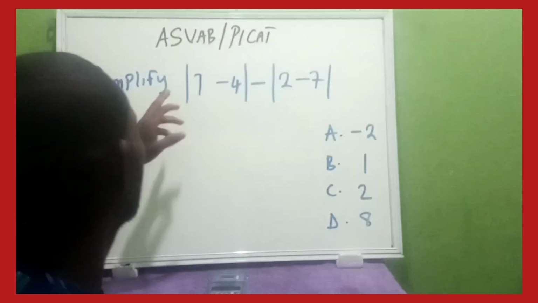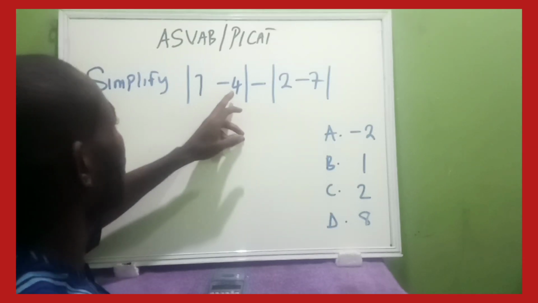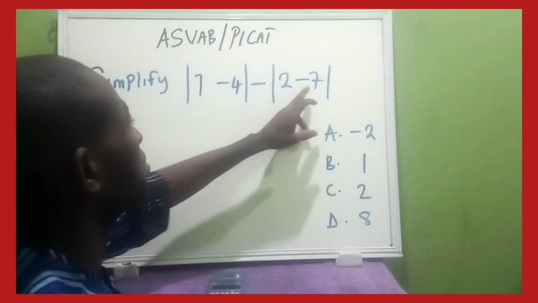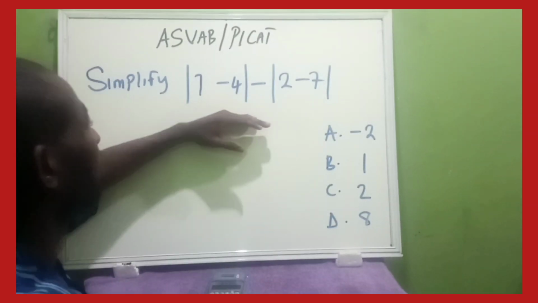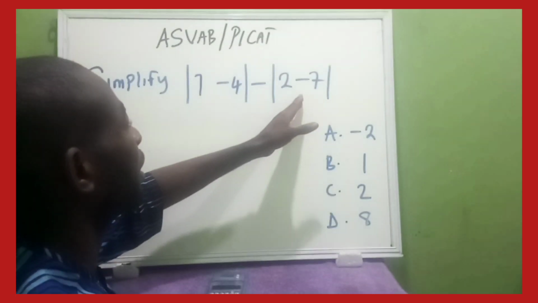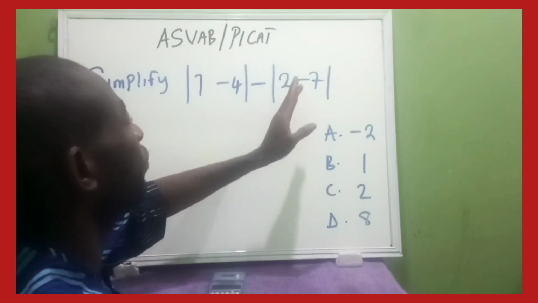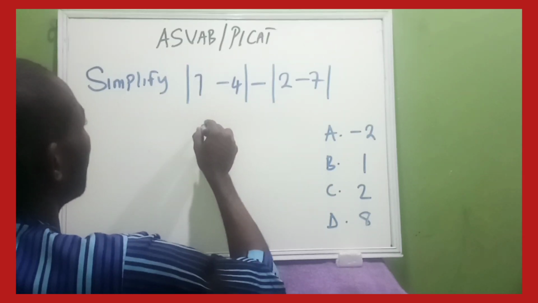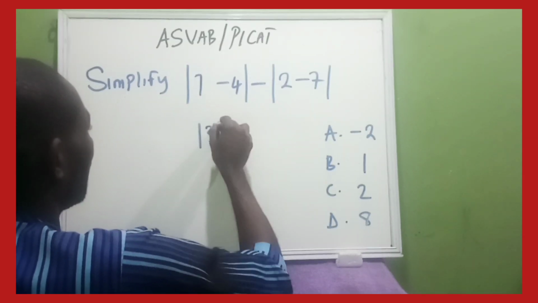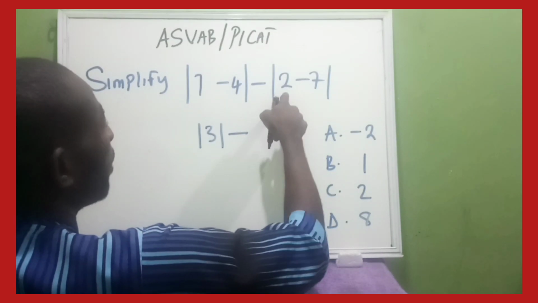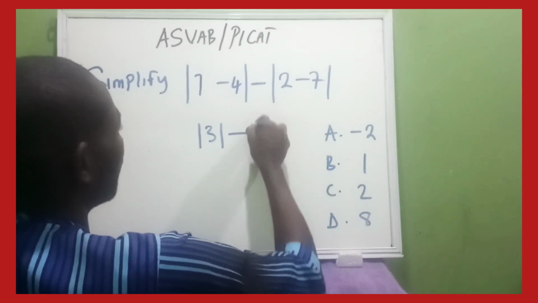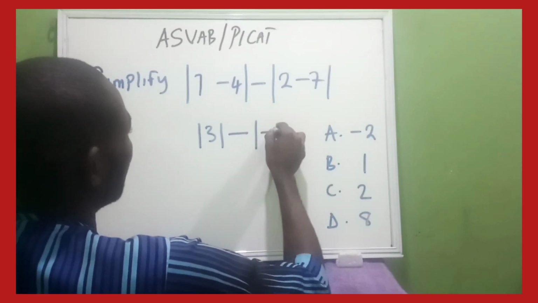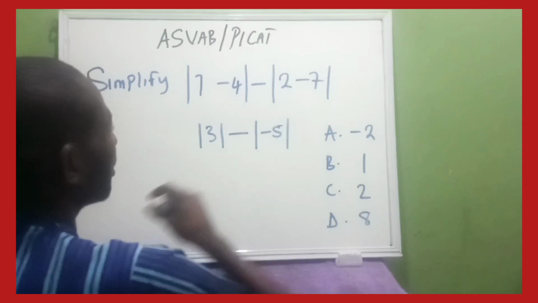The question says we should simplify 7 minus 4 minus 2 minus 7. This sign that you are trying to see, anytime we encounter negative, we're going to take the absolute value of that number. What is 7 minus 4? 7 minus 4 is going to give us 3. Alright, we have minus. 2 minus 7 is going to give us minus 5.